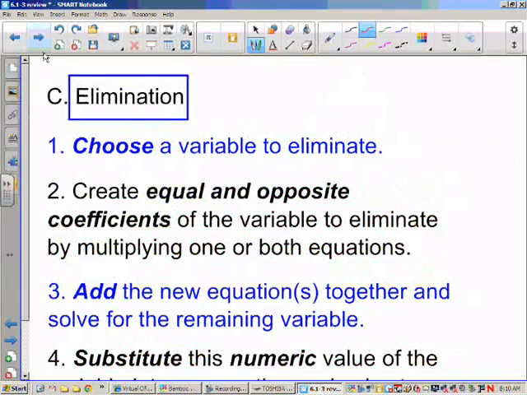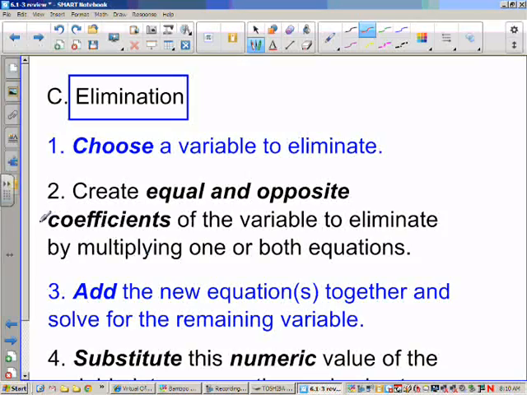All right, our final method is called the elimination method. We're going to choose a variable to eliminate, create an equal and opposite coefficient by multiplying one or both equations, add the two equations together, and solve for the remaining variable.